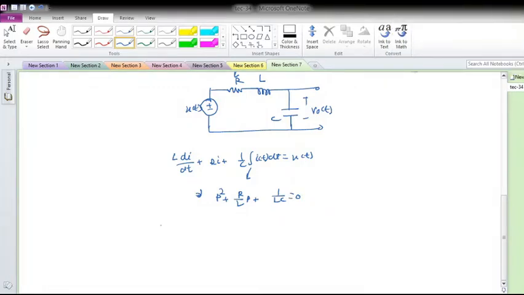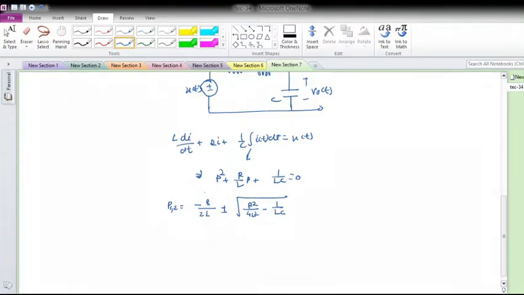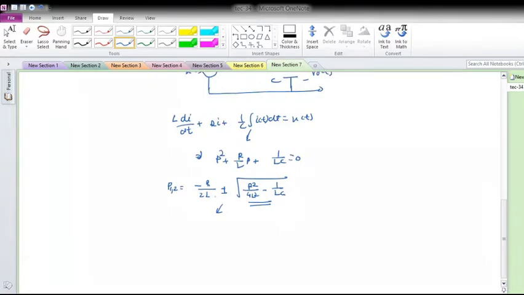So what will the roots be? Let me define them as P1, P2; there will be two roots as it is a second order. So it will be minus R upon 2L plus or minus square root of R square over 4L square minus 1 over LC. And from that, let us define the critical resistance here, because from here we can decide the roots or the behavior of the response.